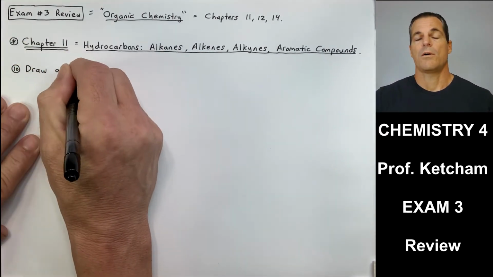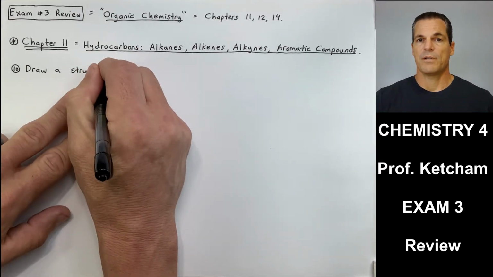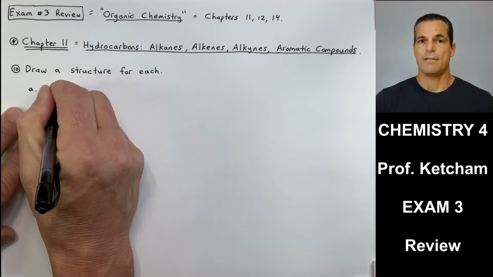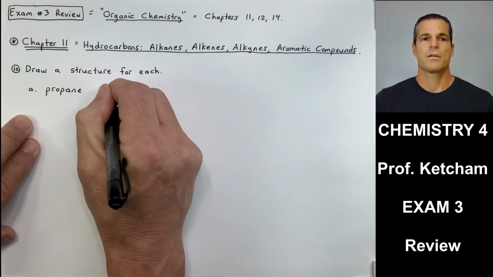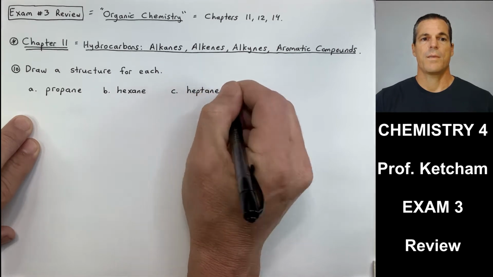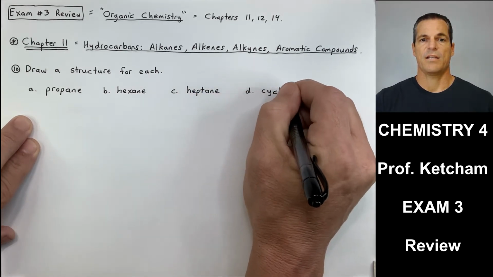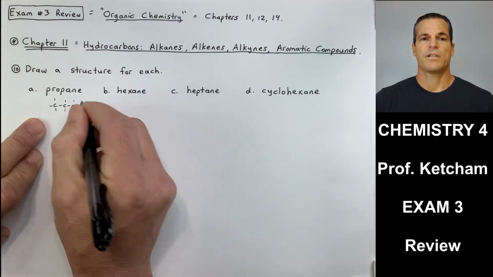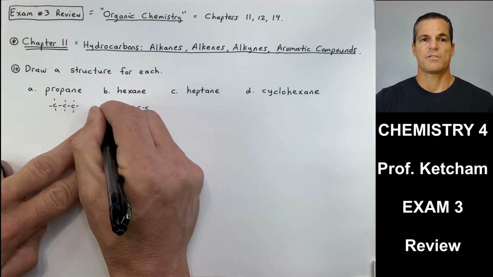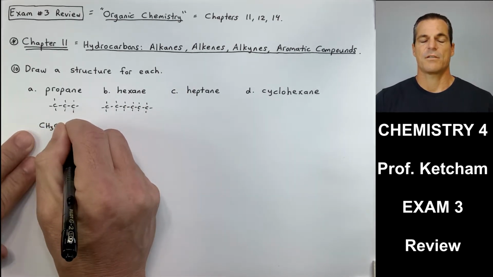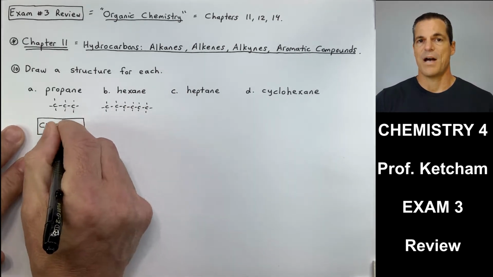All right, so the very first problem in chapter 11 that I'm going to do for you is problem number 10 from your homework. Draw a structure for each. So the first one is propane, second one hexane. These are all alkanes. So first thing I do is I just draw a skeleton structure, a real rough sketch. Now that is not the final structure. The final structure is in boxes.